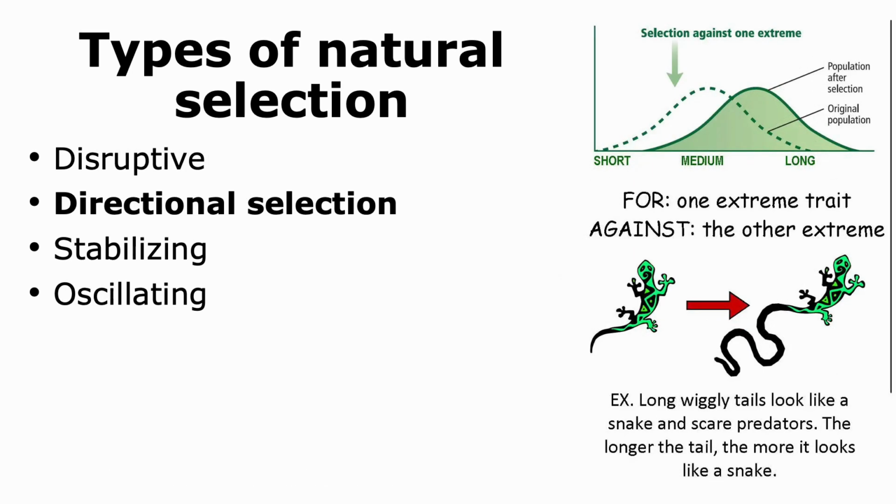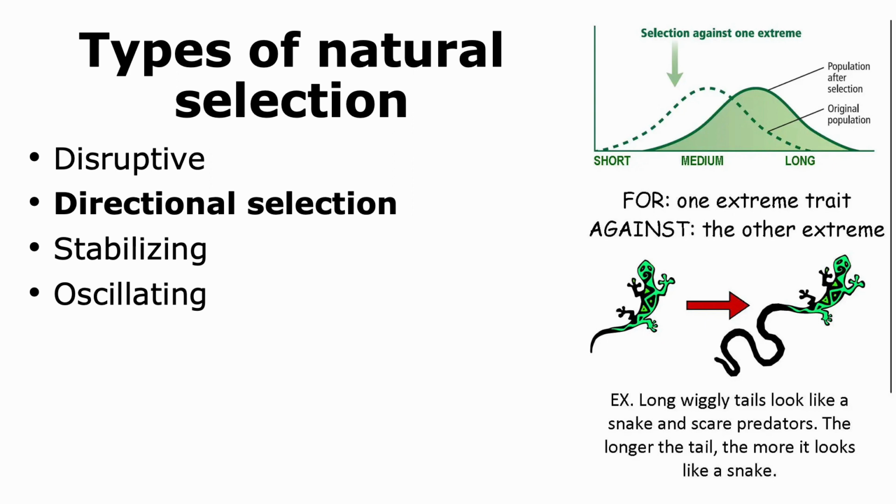Another type of selection is directional selection. Let us take the example of a population of lizards who have varying tail lengths. If a predator comes into the environment of these lizards, and if that predator is scared of snakes, then we can imagine a scenario where that predator will be scared of the lizards that have a long tail because the tail resembles a snake.